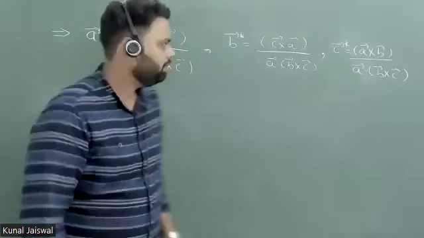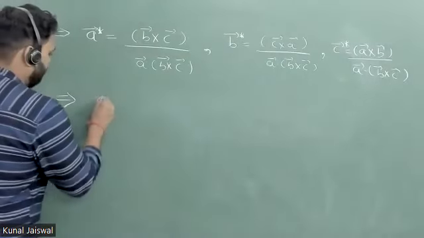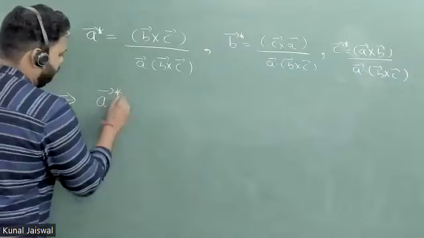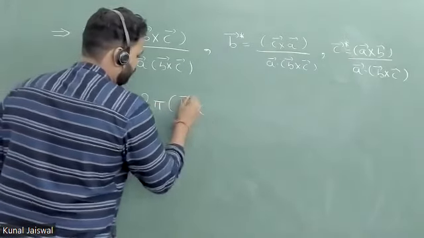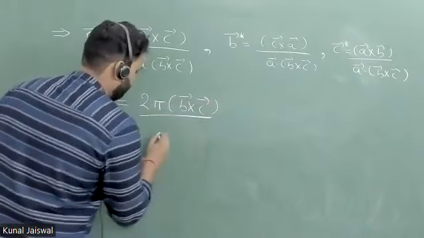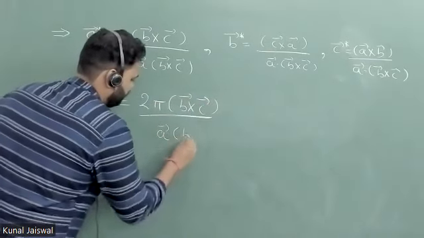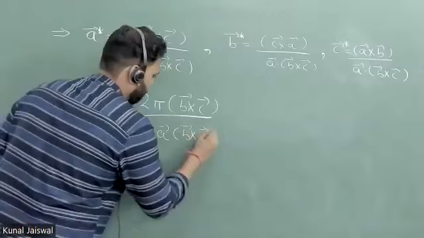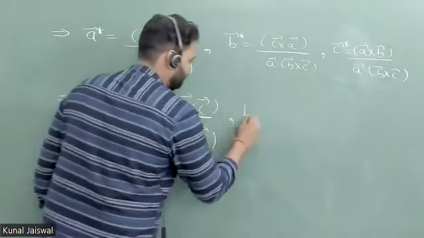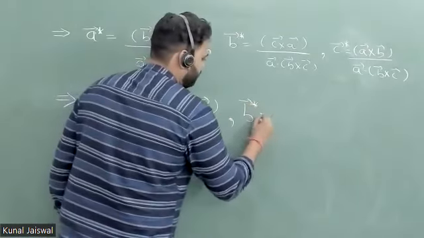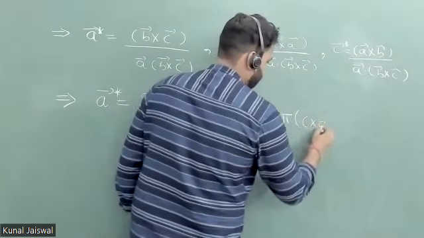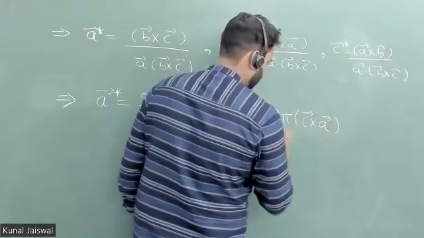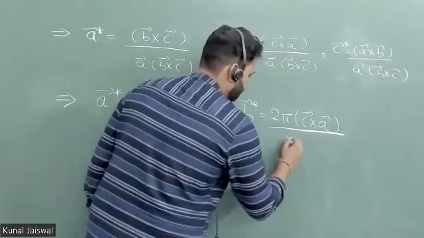ठीक है, ओके. So the A star, finally we are getting A star as 2 pi B cross C divided by A dot B cross C. Okay. Similarly, B vector star is equal to 2 pi. Excuse me, sir. सर, ये जो 2 पाई आया है, ये थोड़ा क्लियर नहीं हुआ कि ये 2 पाई कैसे आया.